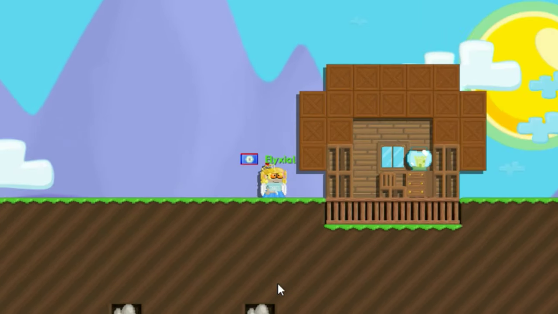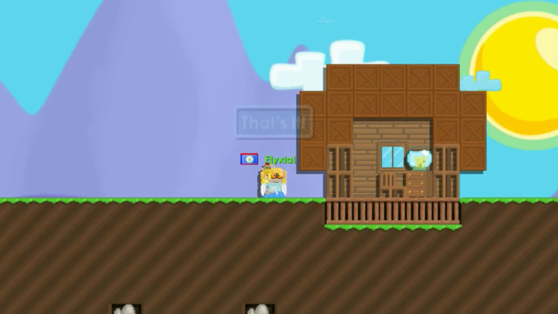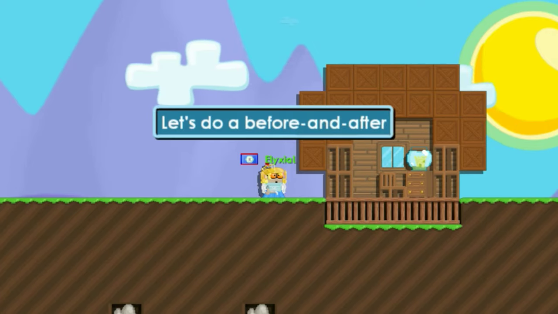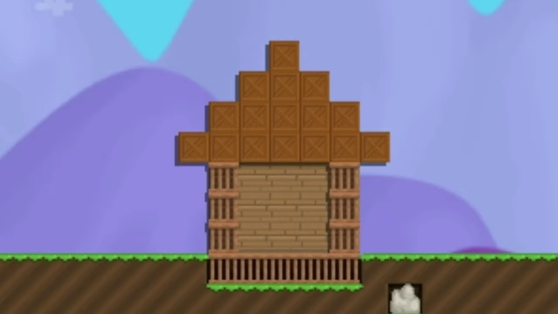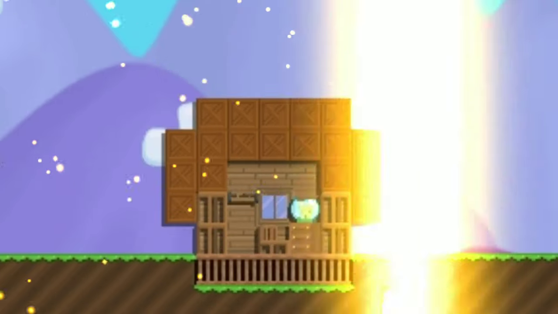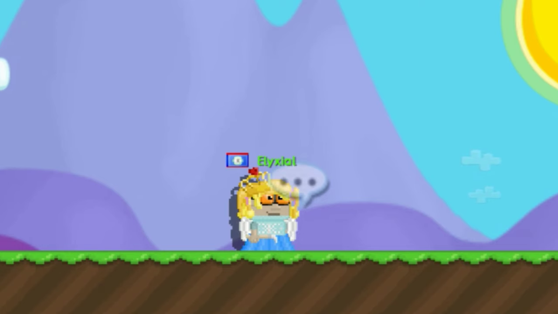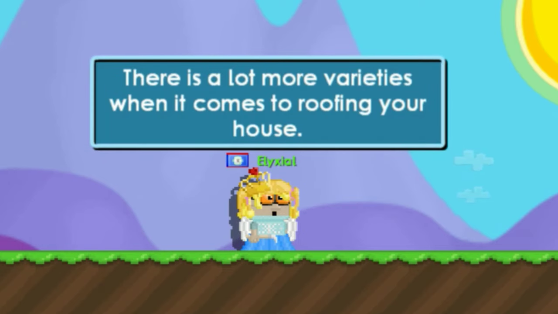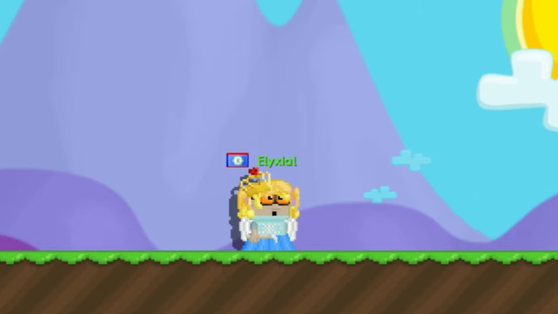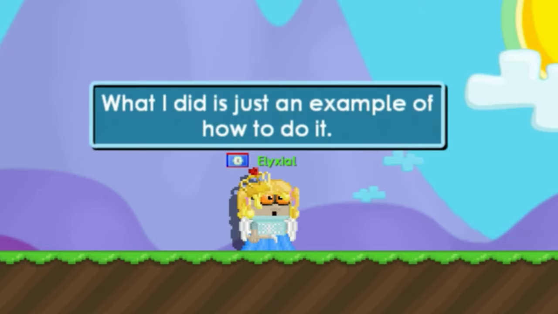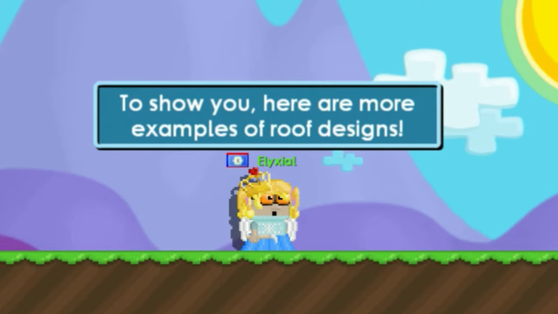And it's done! That's it. Easy peasy. Let's do a before and after. This is before. And this is after. A lot more varieties when it comes to roofing your house. What I did is just an example of how to do it. To show you, here are more examples of roof designs.